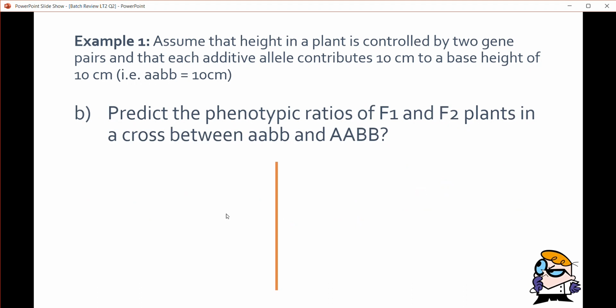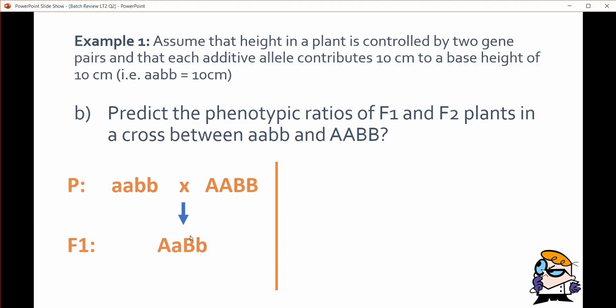Let's go to letter B. Predict the phenotypic ratio of the F1 and the F2 across between small a, small a, small b, small b, and big A, big A, big B, big B. So in this case, you have the parents, homozygote recessive for A and B, and homozygote dominant for A and B. So you already know, just by looking, that the F1 would always be a heterozygote. So in this case, what is the F1 generation? All of them will be heterozygote.